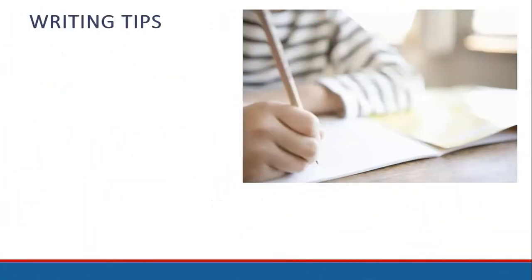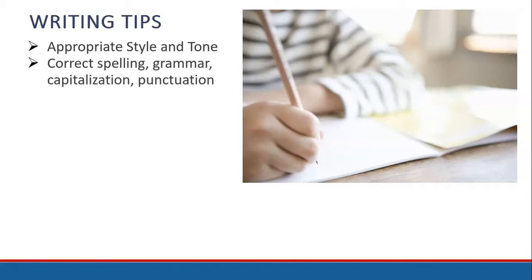Now for some general writing tips. A grant proposal should be written in a formal tone and a professional style. Don't use slang. Imagine you're writing for a class or for a newspaper. To the best of your ability, use correct spelling, grammar, capitalization, and punctuation. We understand that English is not the first language of most of our alumni, but doing the best you can makes your writing and your ideas more clear.